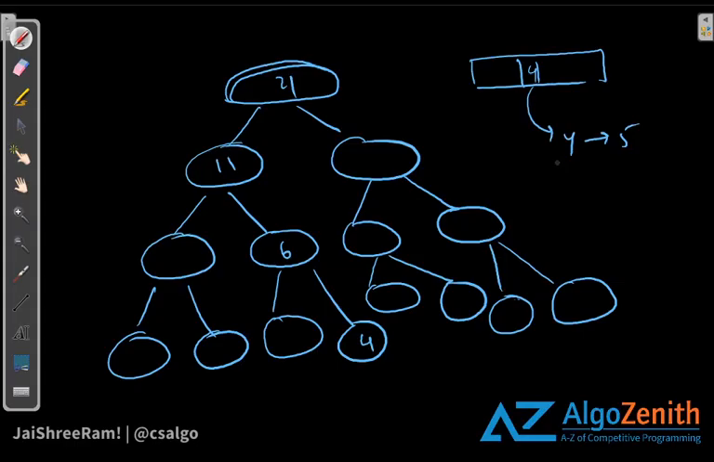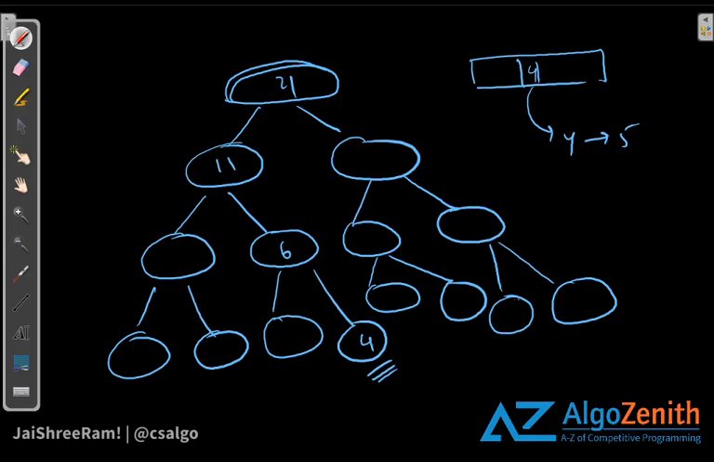Suppose we want to change 4 to 5. That means this leaf node value is going to change, right? That's what it means. This array is nothing but the leaf nodes in some sense. So this leaf node value is changing. Which values in this tree will change?